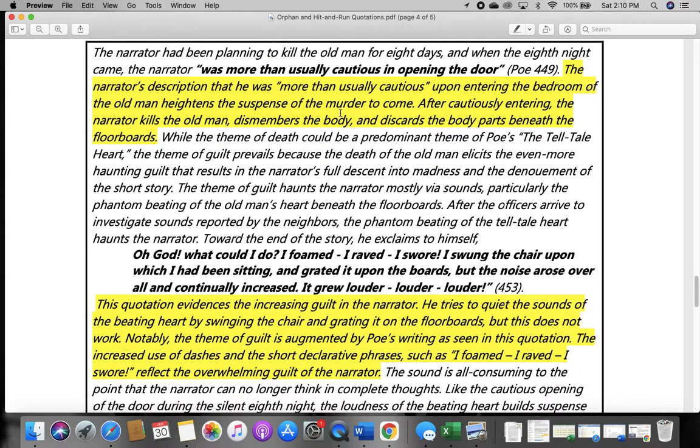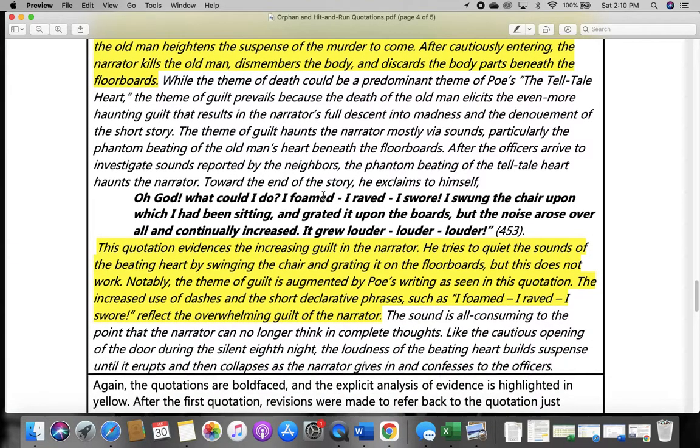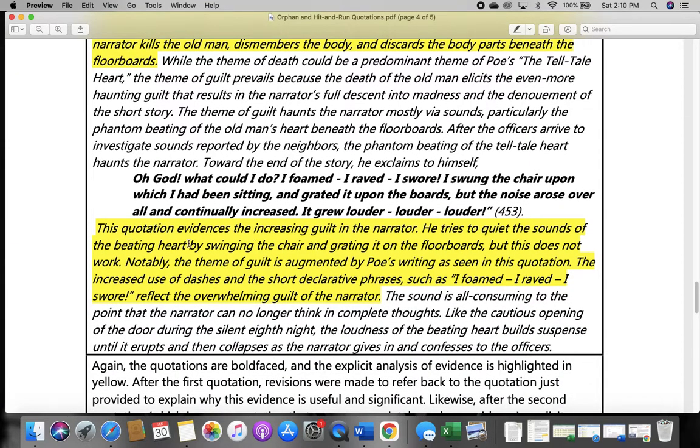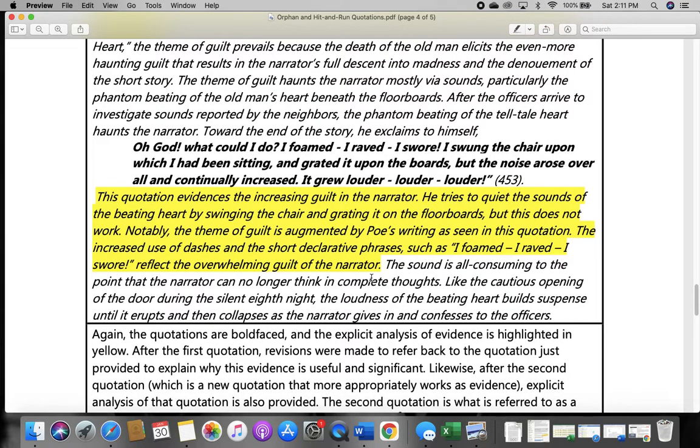And by directly referencing, I'm saying I'm quoting things again from the quotation, and down here, right? I'm saying again, he's doing this in the quotation. He's swinging chairs and grating it on the floorboard. I talk about the writing style itself. There's increased use of dashes. There's short declarative phrases. I give the phrases and I explain what that does in relationship to the theme. So that's analysis of evidence.